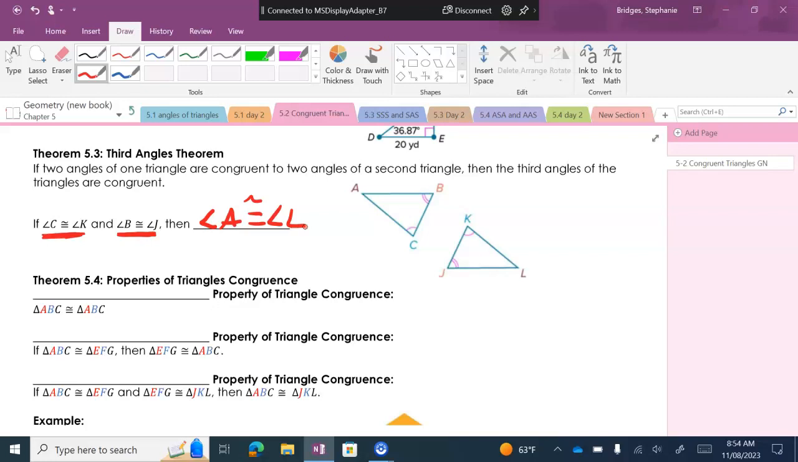We are starting today talking about proving triangles congruent. This is where our proofs are going to come back in. We're going to talk today about what two types of ways we can prove these triangles congruent. And then tomorrow we'll do the proofs on them.